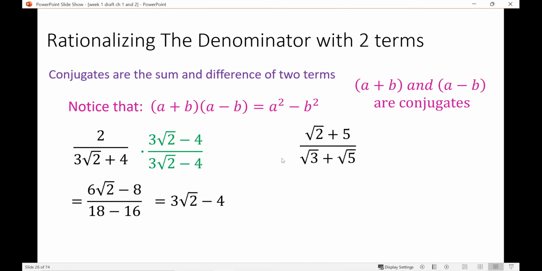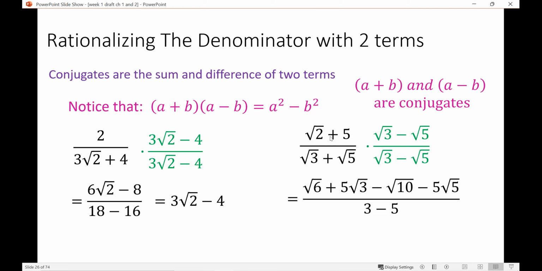Let's take a look at another example. The conjugate of our denominator here is going to be root 3 minus root 5. So I'm going to multiply by root 3 minus root 5 over root 3 minus root 5. Remember, this thing in green is just a version of 1 because we are creating equivalent fractions.